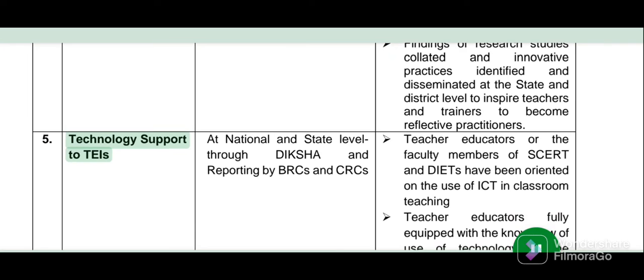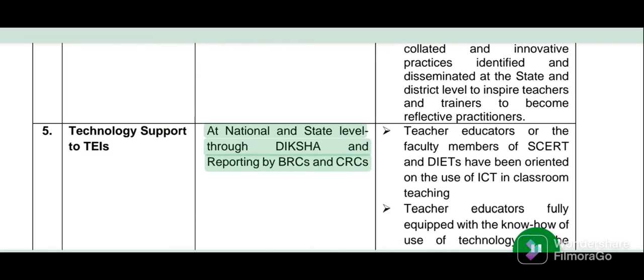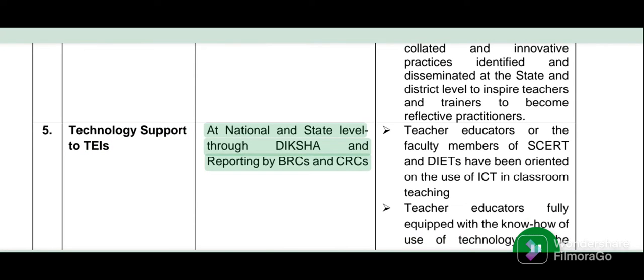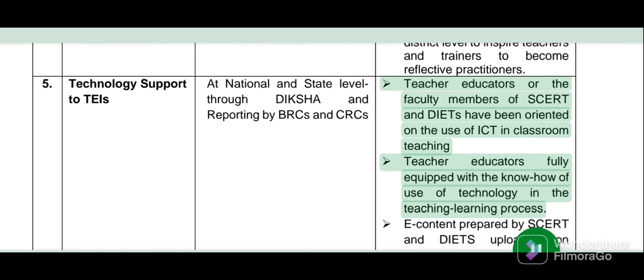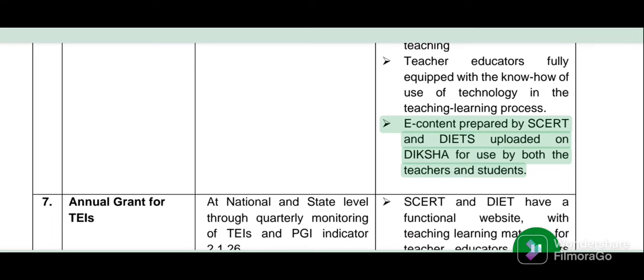5. Technology support to TEIs. At national and state level through DIKSHA and reporting by BRCs and CRCs. Teacher educators or the faculty members of SCERTs and DIETs have been oriented on the use of ICT in classroom teaching. Teacher educators are fully equipped with the know-how of the use of technology in the teaching-learning process. Content prepared by SCERTs and DIETs uploaded on DIKSHA for use by both teachers and students.